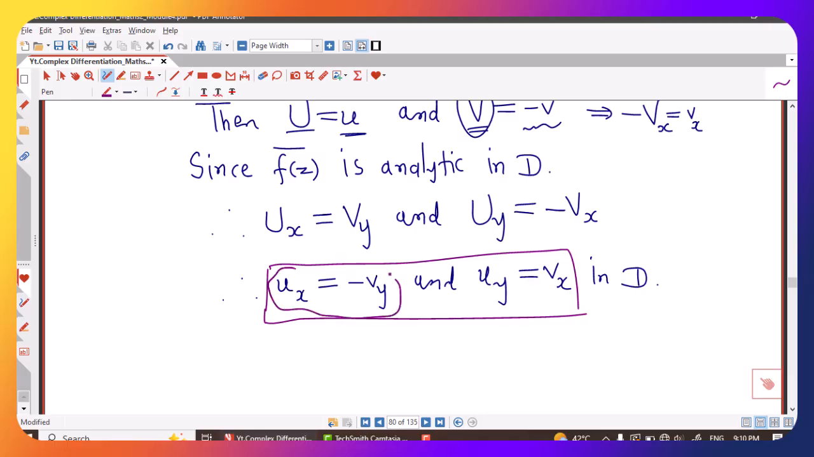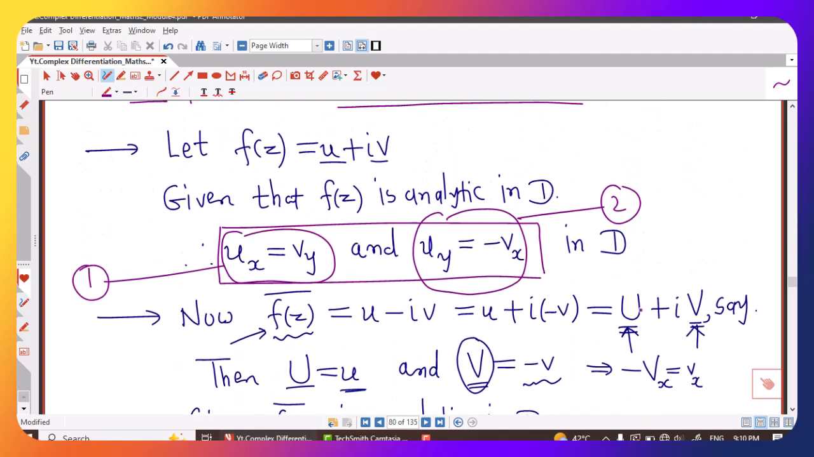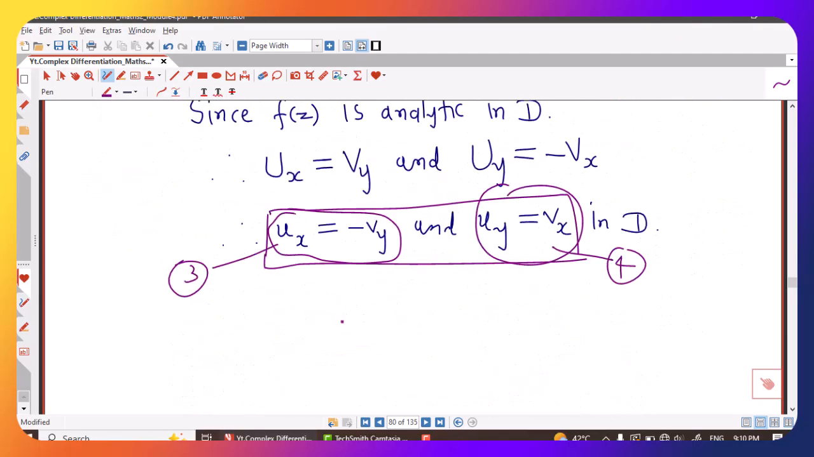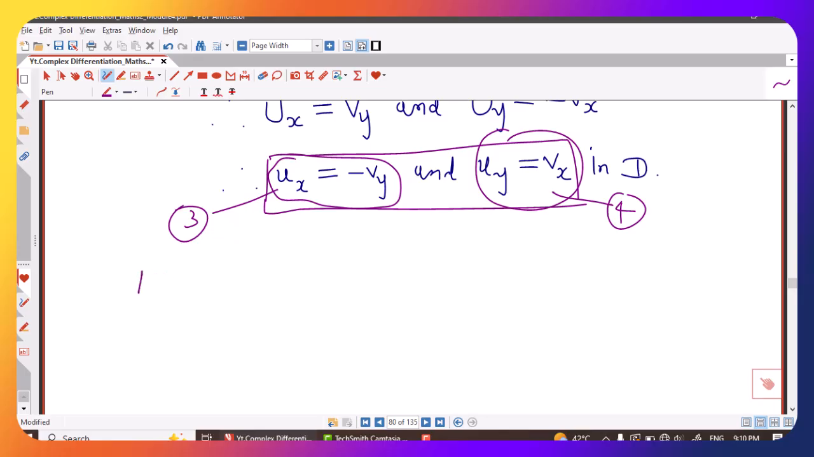Suppose we consider this as number 3, and suppose this is given number as 4. Now we concentrate on 1 and 3. Equation 1 is ux equal to vy and equation 3 is ux equal to minus vy. So we first add equation number 1 and 3.